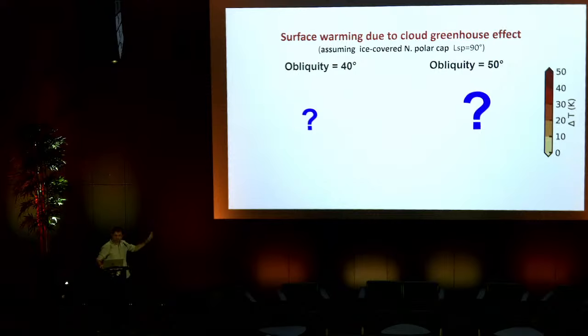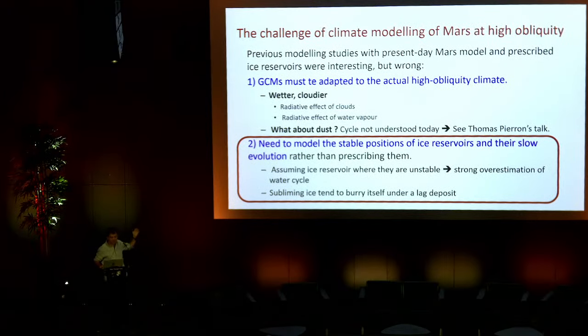So that's for the climate. The other point I want to emphasize is that when you want to model past climate, you cannot just prescribe the water ice reservoir. The reason is that ice reservoirs tend to accumulate and stabilize where it's cold, in the cold traps. And if you prescribe water ice somewhere else, then you can have a very unrealistic climate, because you put a lot of water vapor. Okay, it's interesting, you have clouds, but the reservoir sublimes like hell.